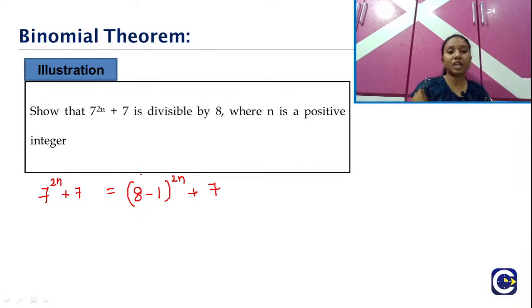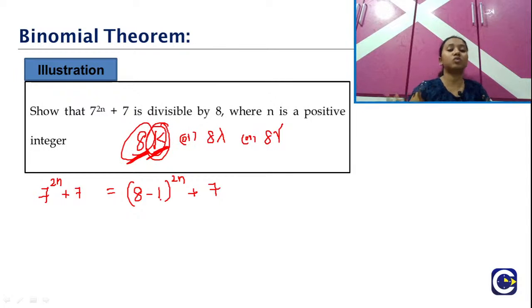So before doing that, you have to have an idea. When we say something is divisible by 8, we have 8 into some k, or we can say 8 into lambda or 8 into delta, something like that. It can be any constant. Whatever the k value is, if we have 8 into that entire term, then we can say that entire term is divisible by 8.